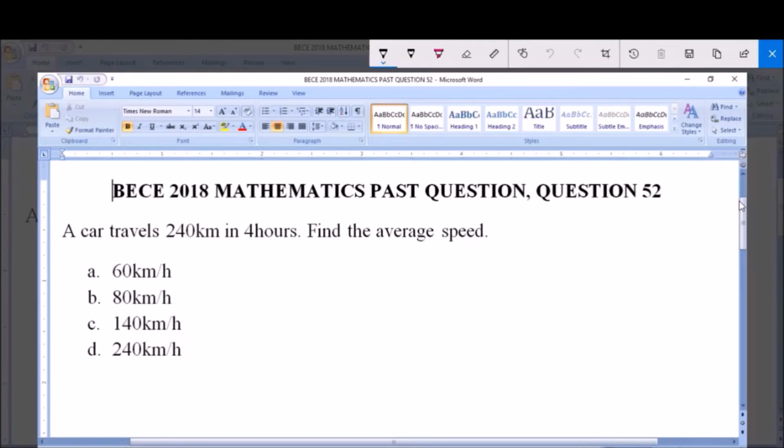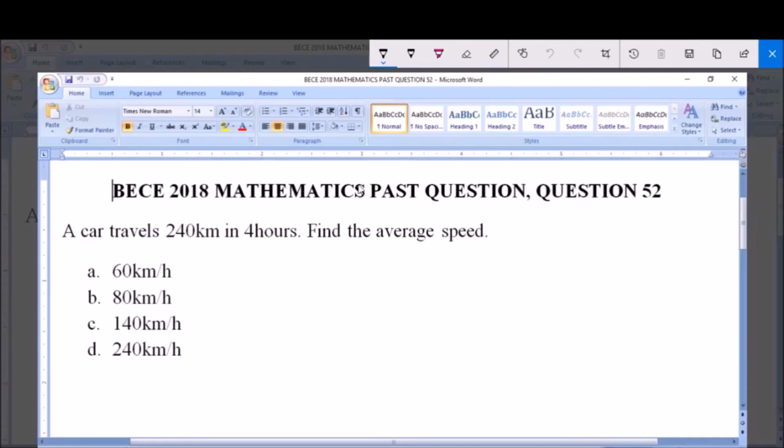Today we're going to be dealing with BECE 2018 Mathematics Past Question, question 52. A car travels 240 km in 4 hours. Find the average speed. A 60 km per hour, B 80 km per hour, C 140 km per hour, and D 240 km per hour.